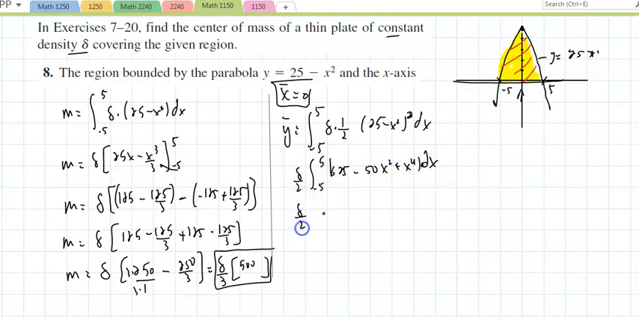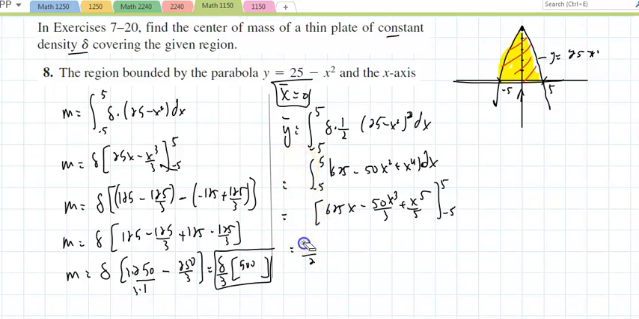This is delta over 2 times 625 x minus 50 x cubed over 3 plus x to the 5 over 5 evaluated from negative 5 to 5. That's going to equal delta over 2. Actually, I should have done that from the beginning. That is 1 over m, right?